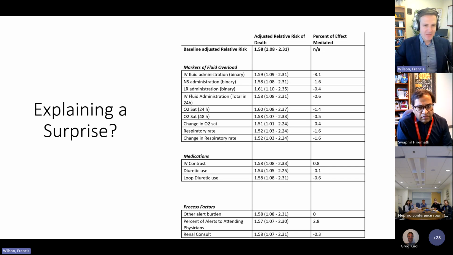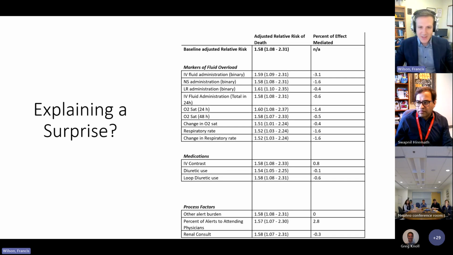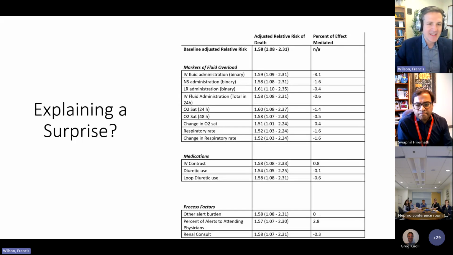So my number 1, 2, and 3 thoughts when I saw these results were, this is IV fluids. We're alerting people, they're flooding these guys with fluid, everyone's going into heart failure. This is what's going wrong. And so we looked at various markers of fluid overload from the administration of IV fluids in just sort of a yes/no format, or the total amount of IV fluids, or proxies for oxygenation like the O2 sat, or even the change in O2 sat, or the respiratory rate, or the change in respiratory rate. And basically what you see here is there's no effect. It does not appear to be fluids that caused this problem.